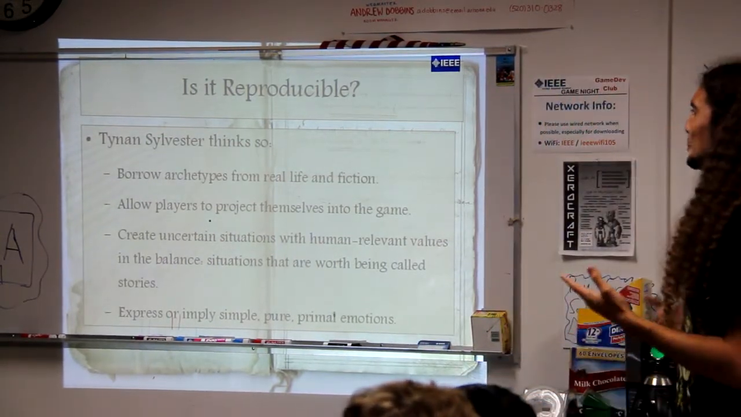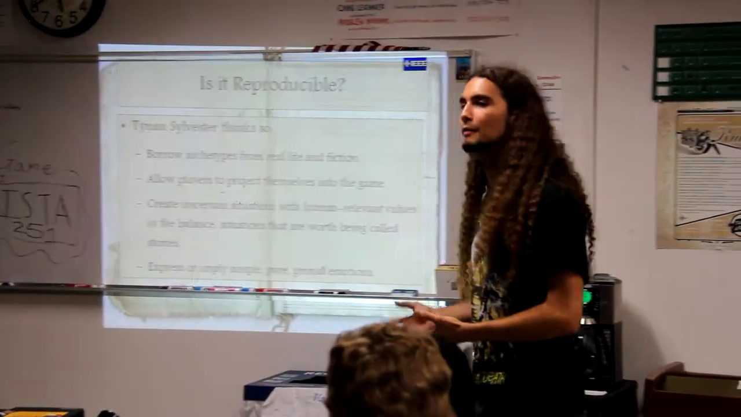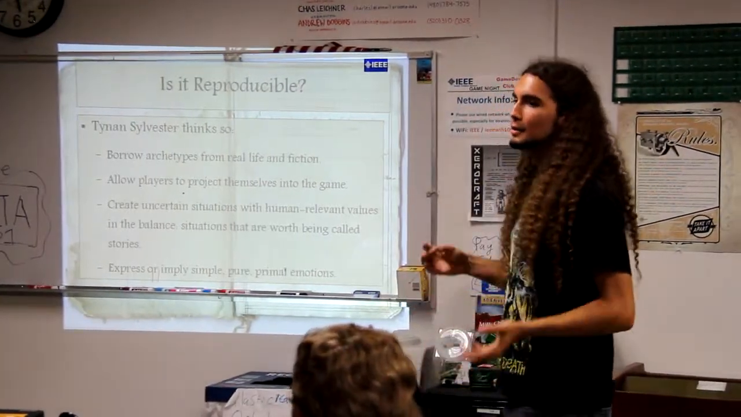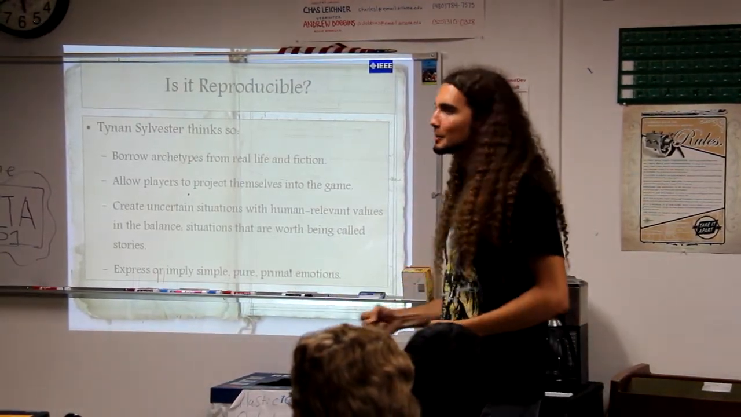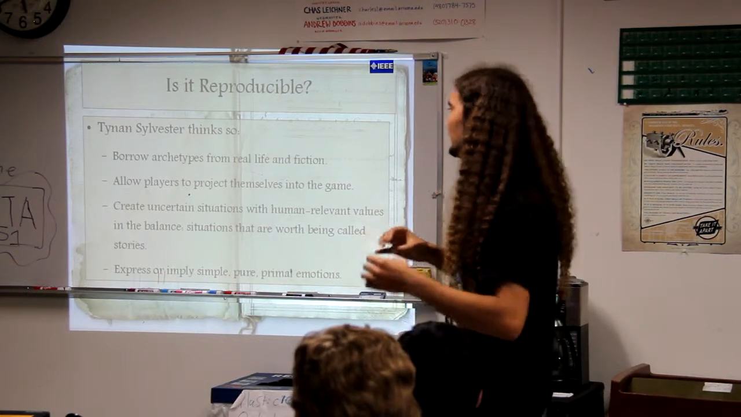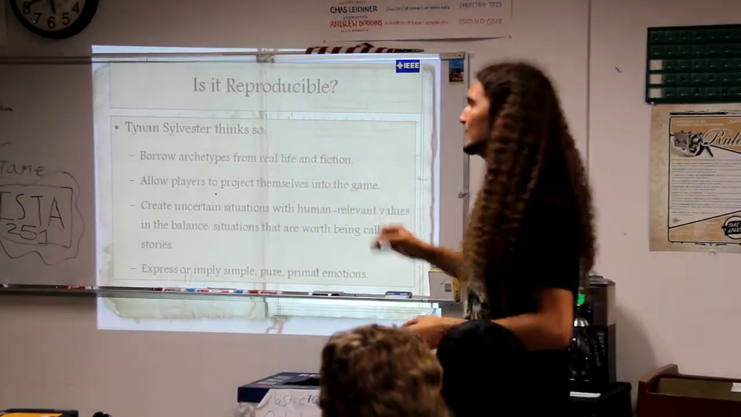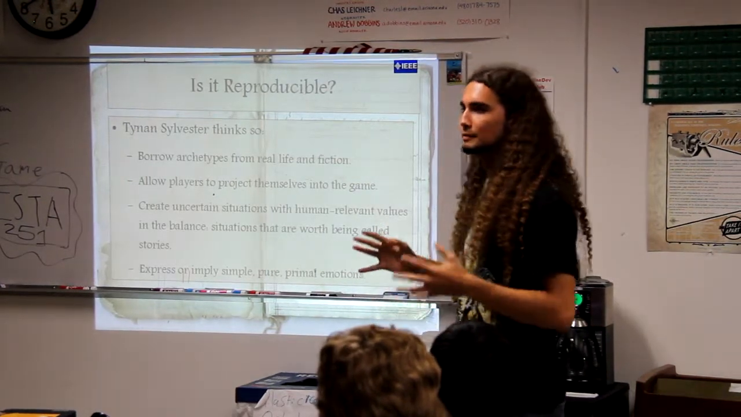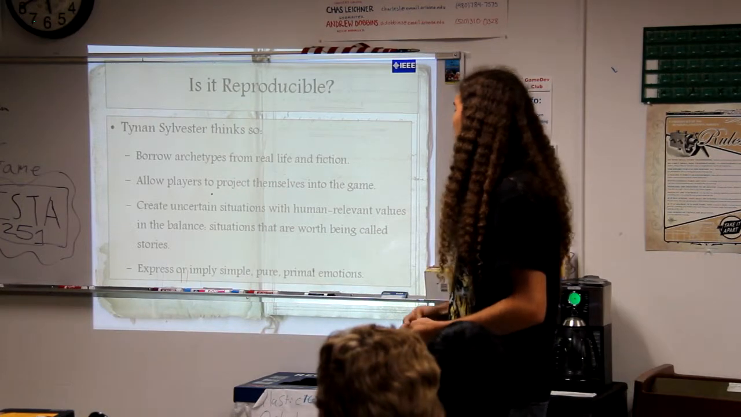Whereas if you're playing a game about someone who is about to be left alone forever or is dying, you can actually get something out of that and pull this emotional attachment. It's basically a way to derive from this person's past experiences an emotional response by simply hinting at some kind of human-relevant value. And then you can also just use simple, pure, primal emotions.